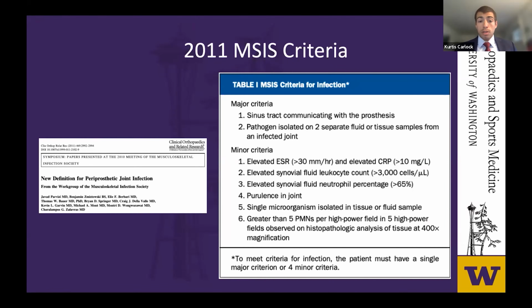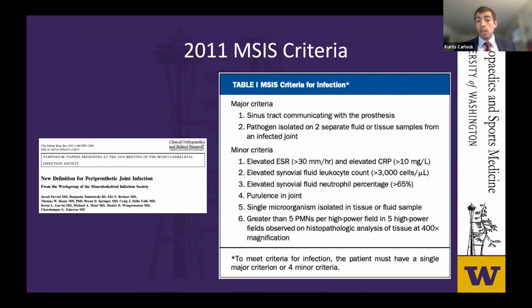I know many of us are going to be familiar with these overarching criteria, but to provide a quick review, the initial set of diagnostic criteria involved major and minor criteria, where any patient who met any one of the major criteria was considered infected, and any patient who met any 4 of the 6 minor criteria was considered infected. This initial tool was quite crude.